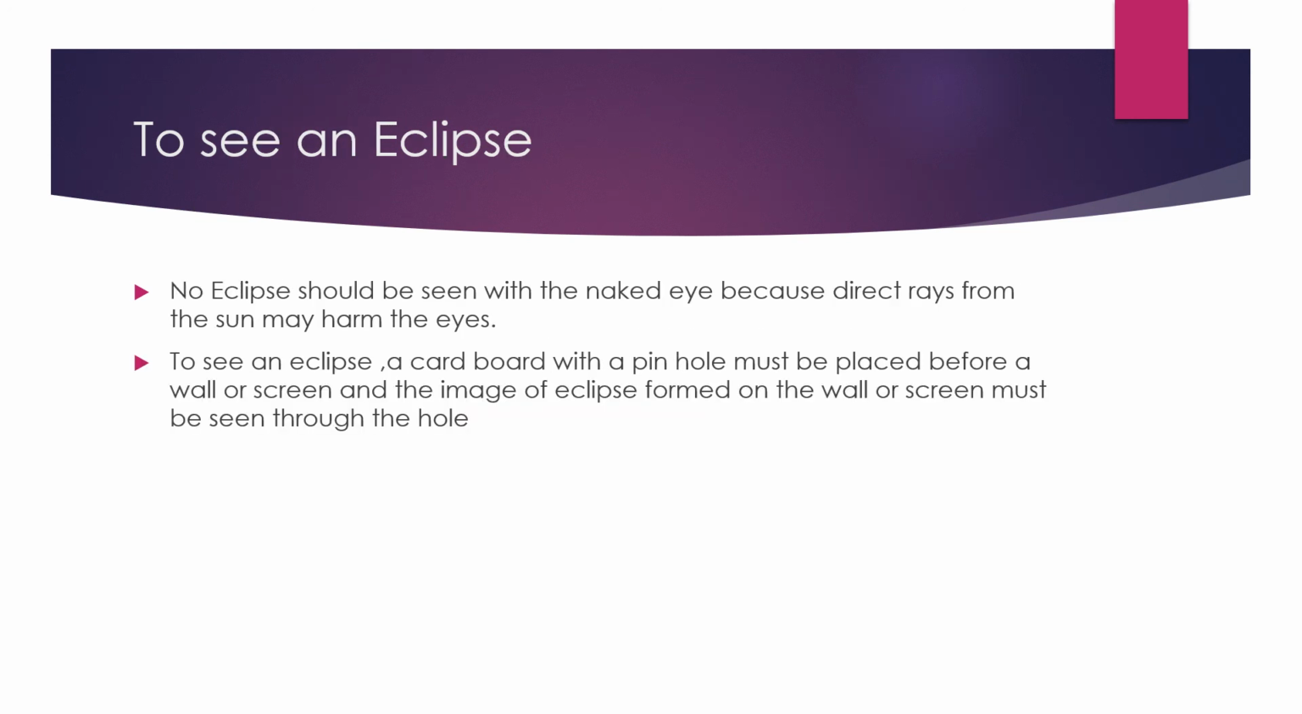No eclipse should be seen with the naked eye because direct rays from the sun may harm the eyes. To see an eclipse, a cardboard with a pinhole must be placed before a wall or screen and the image of the eclipse formed on the wall or screen must be seen through the hole.